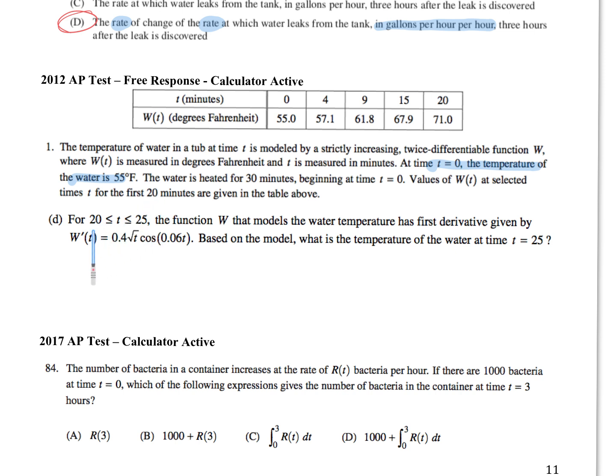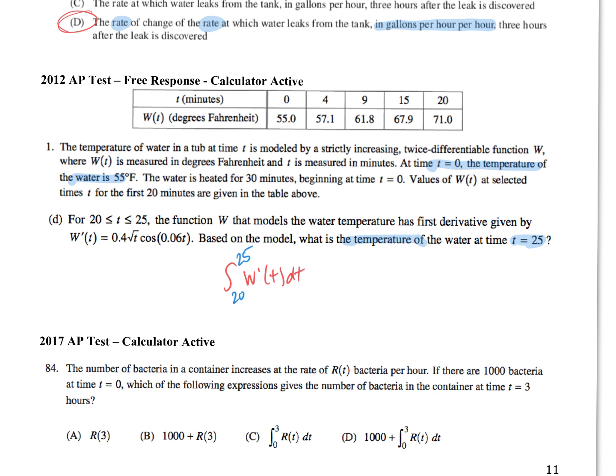Okay, look what they want. For 20 to 25, notice that's not on my table. The function W models the water temp and has a derivative that's given. Based on the model, what is the temp of the water at 25? Love that. He's like, all right, if they gave me a W prime and they want an amount, a temperature, a quantity, I'm going to integrate W prime. It says based on the model, what is the temp of the water at t equals 25? I love that you said my bounds are going to be 20 and 25.